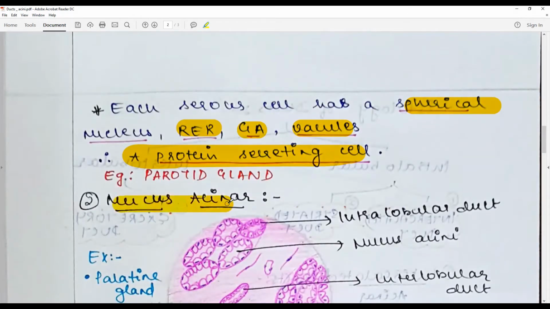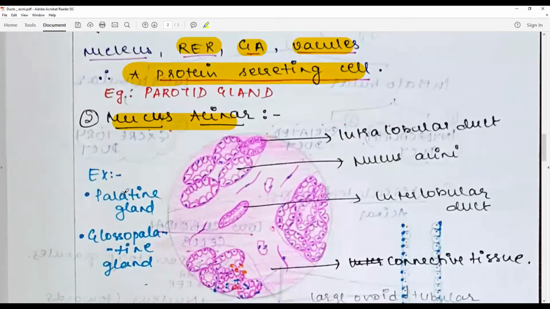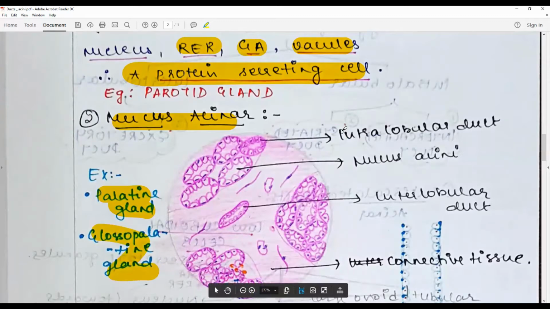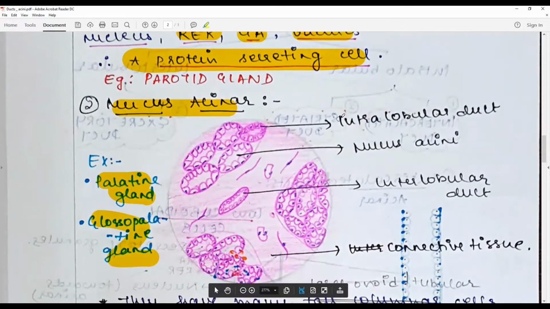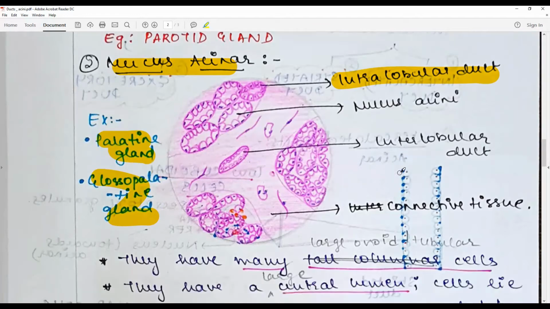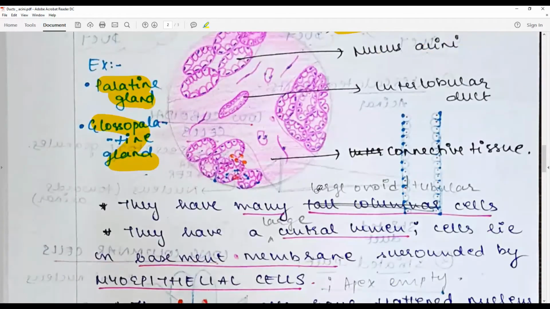Next, a typical mucous acini. Examples are the palatine glands and glossopalatine glands. They should have an intralobular duct. The mucous acini is relatively large with a large lumen. It's not exactly pyramidal, and the nucleus is pushed towards the basement membrane. A lot of connective tissue is there.